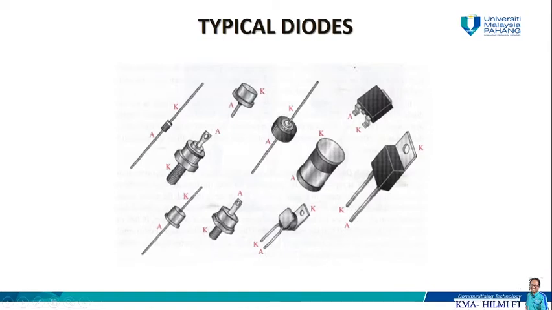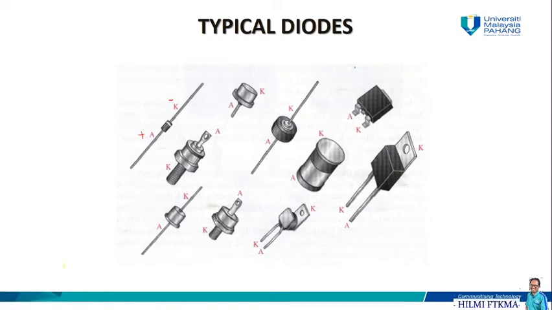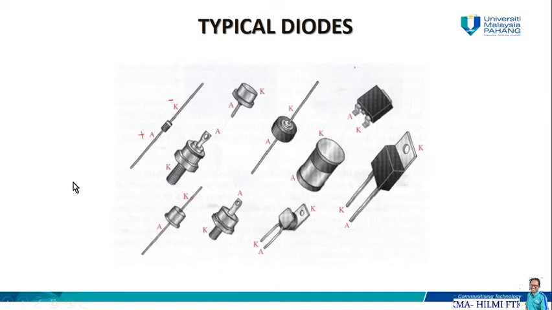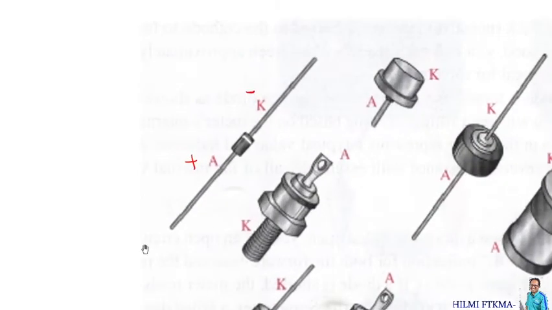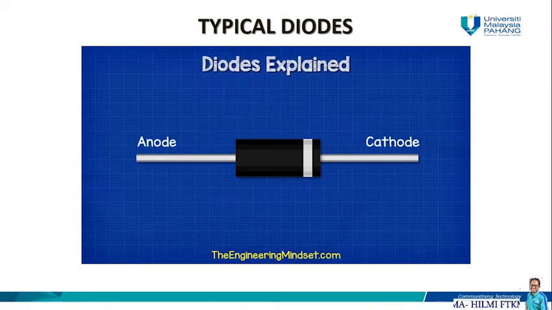So this is a typical diode. You can see here it is marked as A and K. A is for anode and K is for cathode. Anode is the positive terminal and cathode is the negative terminal. So this is positive and this is negative. And how can we distinguish between anode and cathode? Just by looking at the physical diode itself. For this kind of diode, the stripe at one end is the negative terminal, or the cathode.